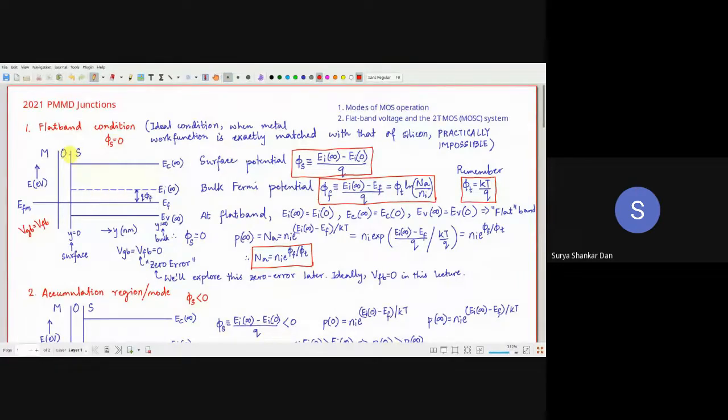Because there is no metal whose work function is exactly matched with this. We will never find a single metal in the periodic table which is exactly matched with that. So this, which I have written here in red color, is the VFB, which is the zero error. We will explore the zero error later.